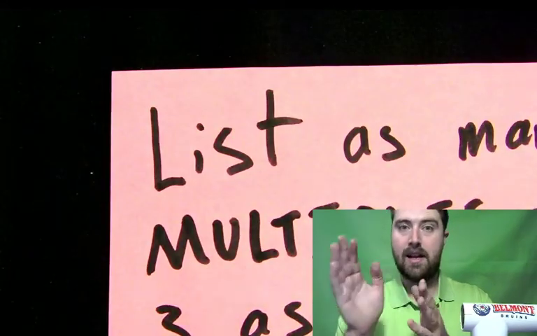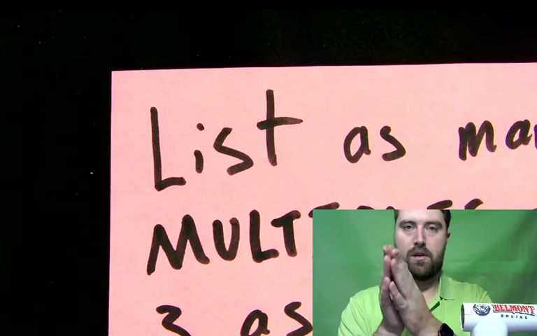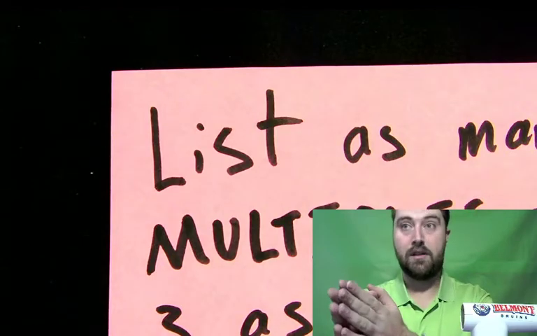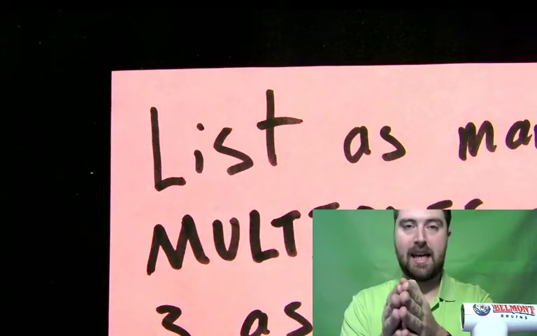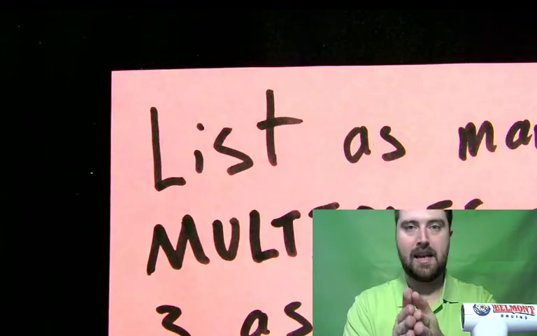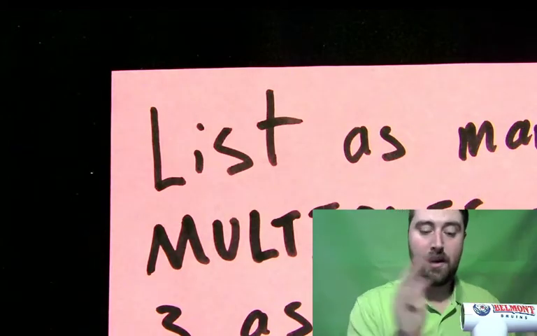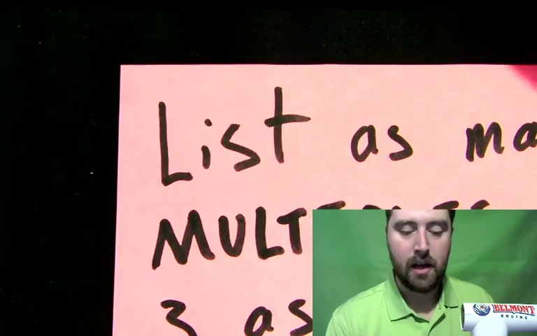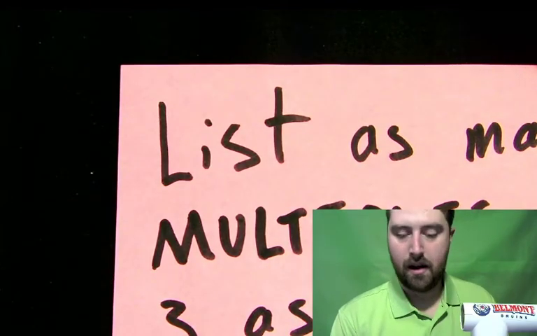So, thinking back, a multiple is a product of a number multiplied by another number in order. So our multiples of 5 would be 5, 10, because 5 times 1 is 5, 5 times 2 is 10, 5 times 3 is 15, 5 times 4 is 20. So 5, 10, 15, 20, 25, 30, 35, 40, on and on and on forever.